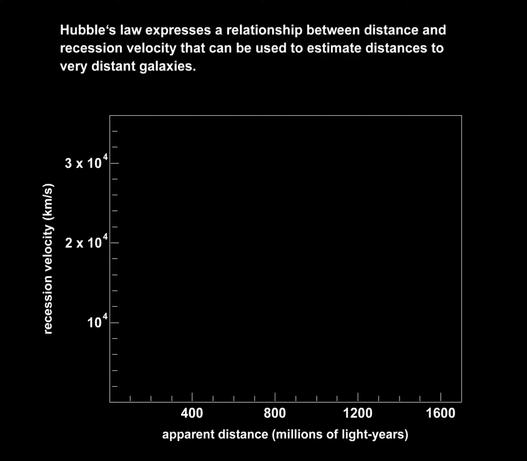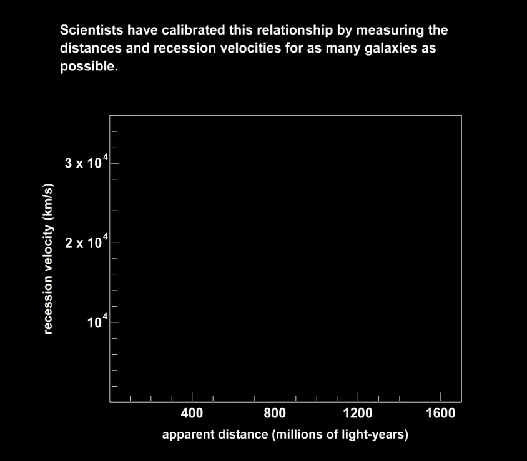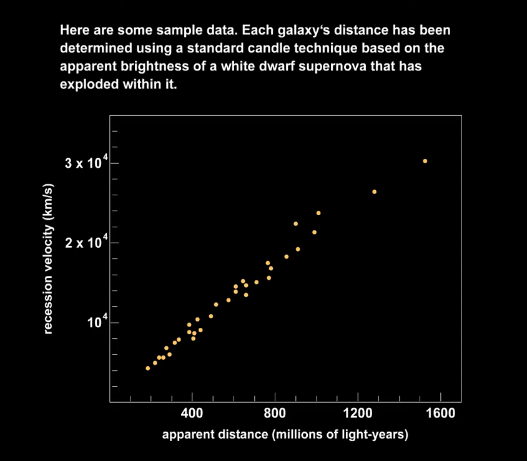Hubble's law expresses a relationship between distance and recession velocity that can be used to estimate distances to very distant galaxies. Scientists have calibrated this relationship by measuring the distances and recession velocities for as many galaxies as possible. Here are some sample data.